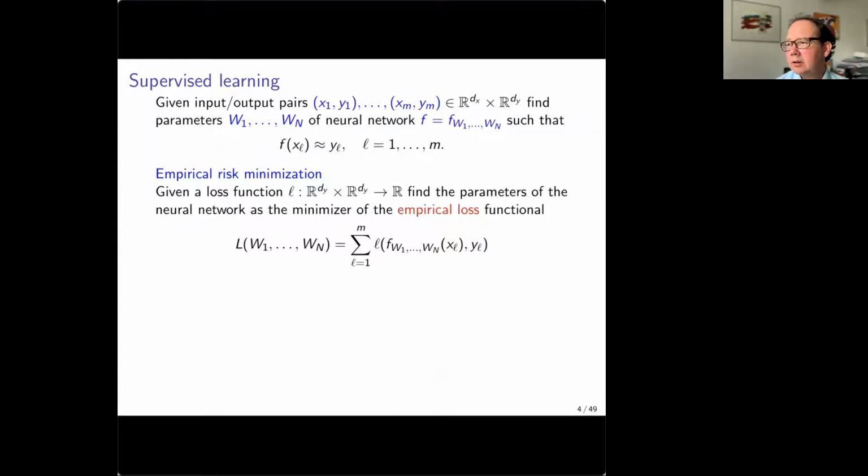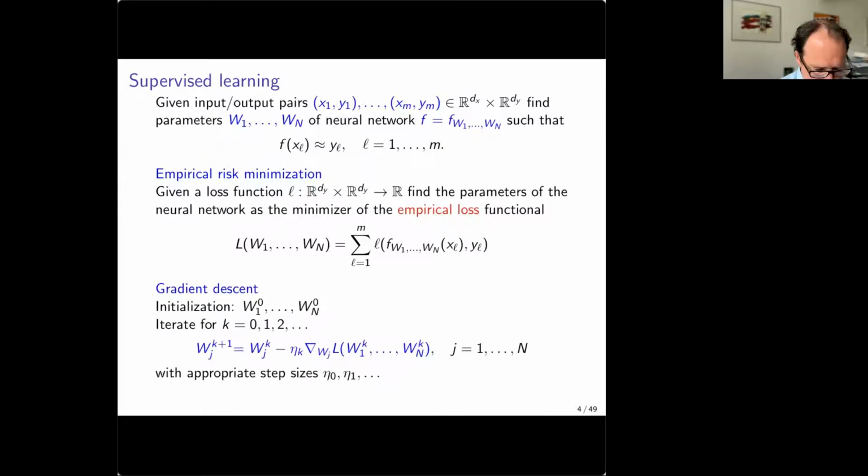And now, what is usually done, we apply gradient descent in order to find the best parameters. So, which looks like this.